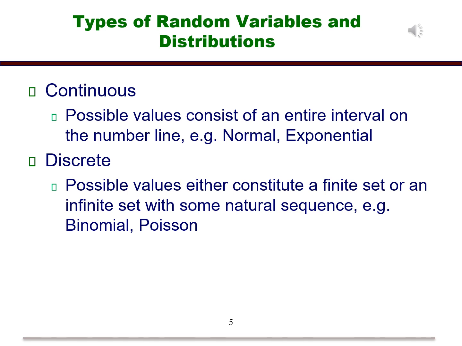A continuous distribution is one where the possible outcomes consist of an entire interval on the number line. Some examples are the normal and exponential distributions. A discrete distribution is one where the possible outcomes either constitute a finite set or an infinite set with some natural sequencing. Some examples of these are binomial and Poisson.